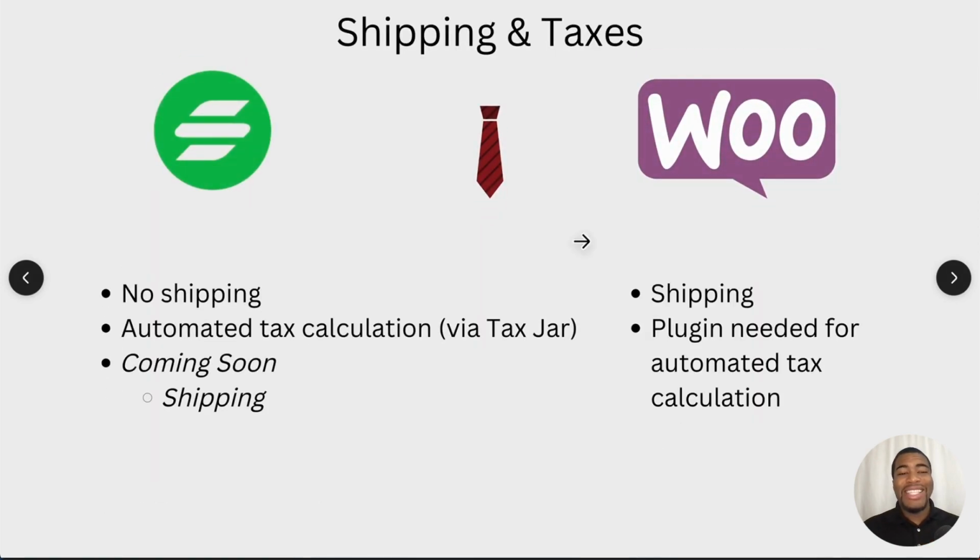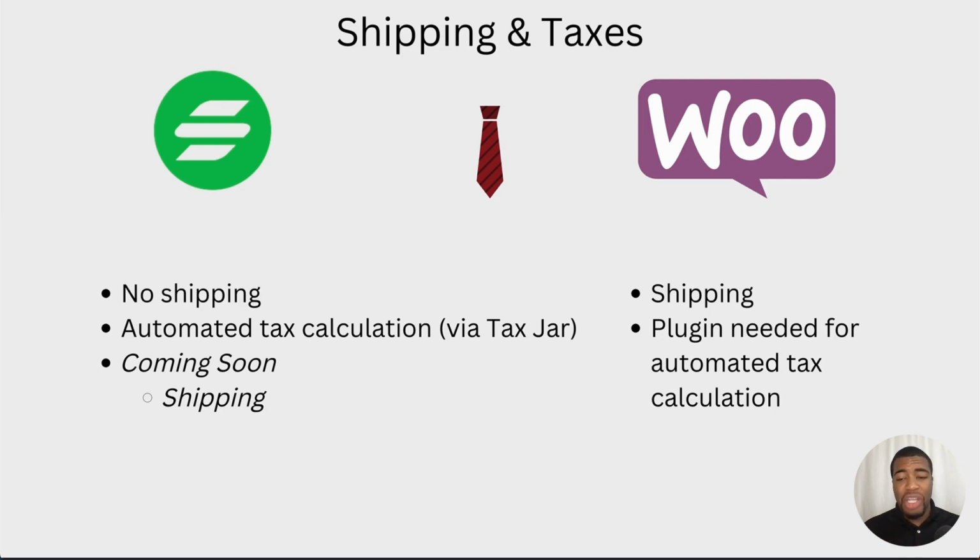For shipping and taxes, SureCart does not have shipping right now. And why is that? Can you guess? Well, it's because they don't have physical products. You don't need to ship digital products. But SureCart does have automated tax calculation via TaxJar. And as I just mentioned, shipping will be coming soon because they'll be adding physical products, and you have to have shipping when it comes to physical products.